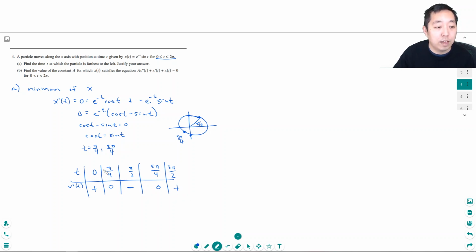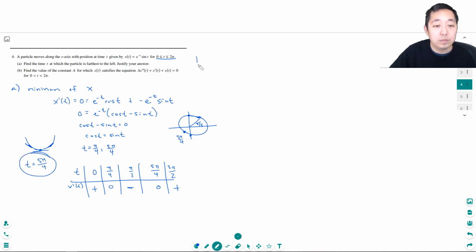So when do we have a minimum? Minimum is when the slope goes from negative to positive, right? Negative slopes to positive slopes. So when the sign changes from negative to positive, that's when I have a minimum. So the minimum's at t equals 5 pi over 4.